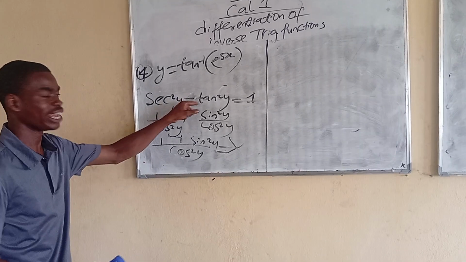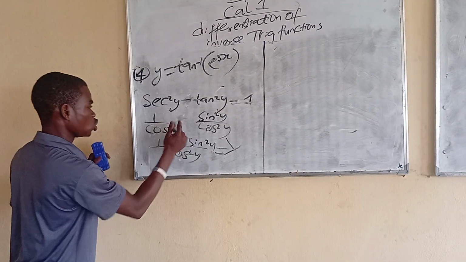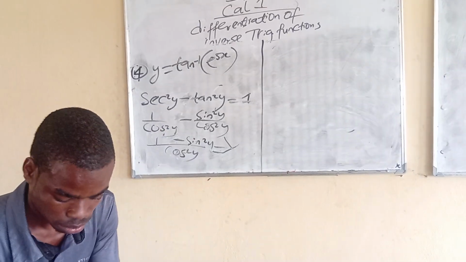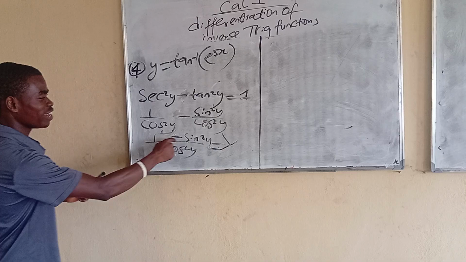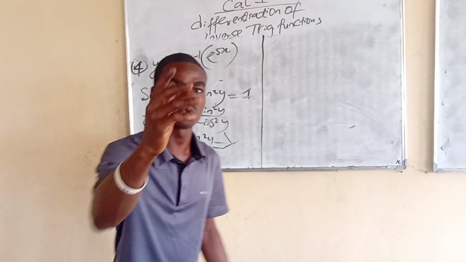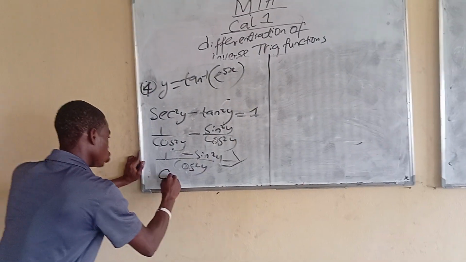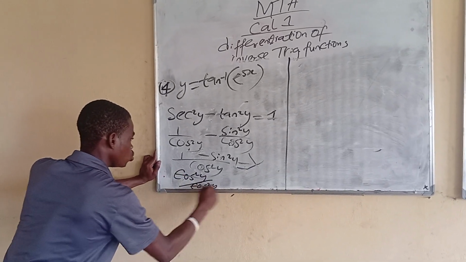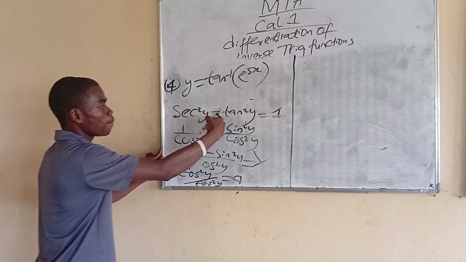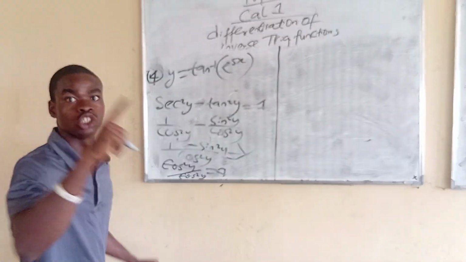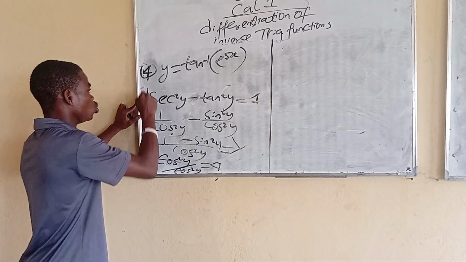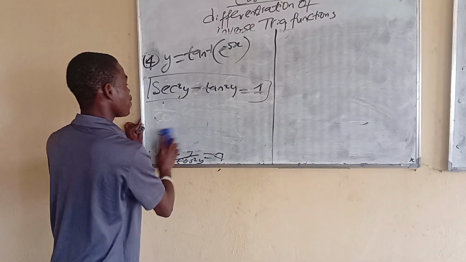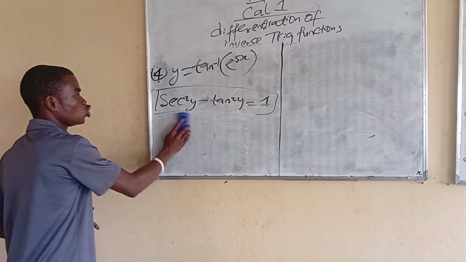That's sec squared y minus tan squared y. So let's also change the sign here, then change the sign here. So now 1 minus sin squared y is what? Cos squared y. So you are going to get cos squared y divided by cos squared y, which equals 1. So that means sec squared y minus tan squared y equals what? Just 1. This is another thing to note, please. Very important. Sec squared y minus tan squared y equals just 1.